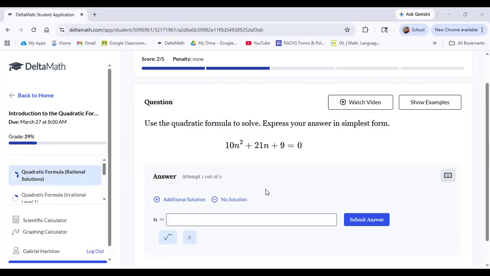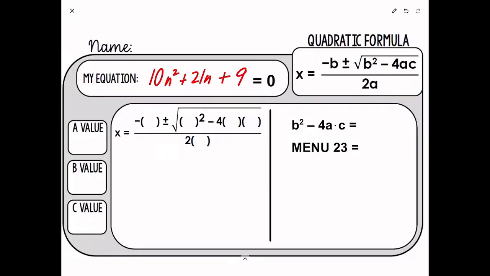All right, so very first thing, you see we have the equation here. It's equal to 0. You always have to check that. And now that it's equal to 0, we're going to find the a, b, and c. The a is always going to be the leading coefficient. So in this case, it's 10. The b is the second term, so that's going to be the coefficient of the second term, which is 21. And the c is always the constant. Remember, c is for constant.